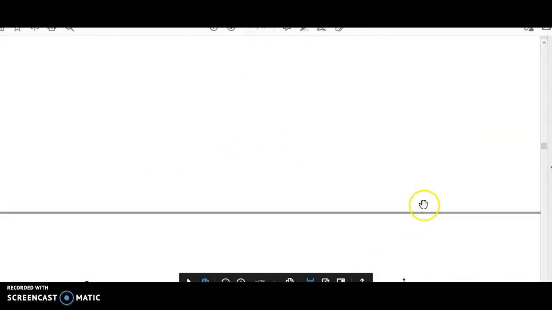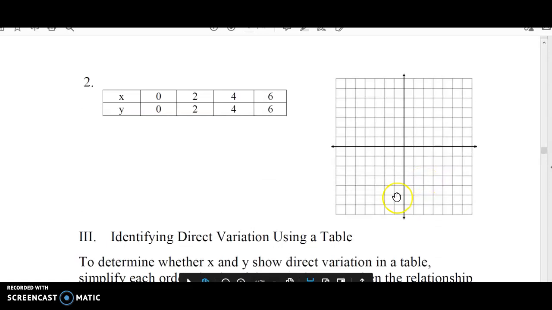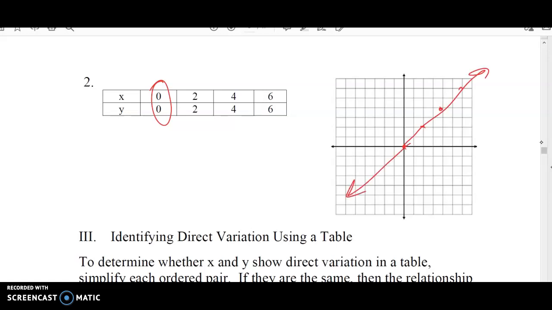So let's take a look at the next one. You can almost tell right away: if you have the point (0, 0) in your set of solutions, you're going to know automatically it's going to show direct variation. But let's plot it and see. So (0, 0), (2, 2), (4, 4), (6, 6). Because this line goes through the origin, it does show direct variation.